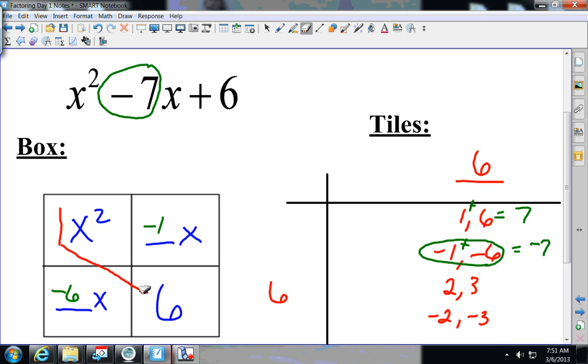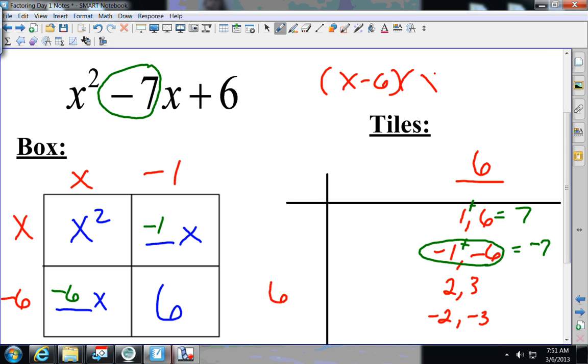Okay, so now, get rid of the red part right there. X squared is easy to split up. It should go x and x. X times what is -1x? -1. X times what gives you -6? -6. There's my factors. X minus 6 times x minus 1. Those are my factors.